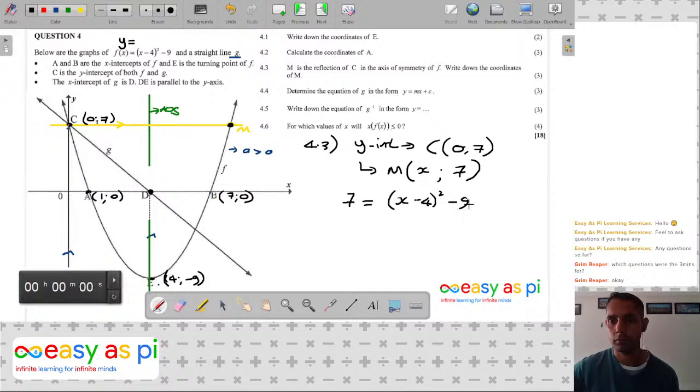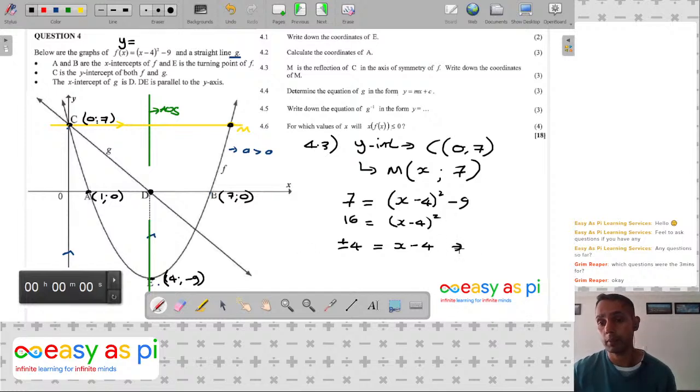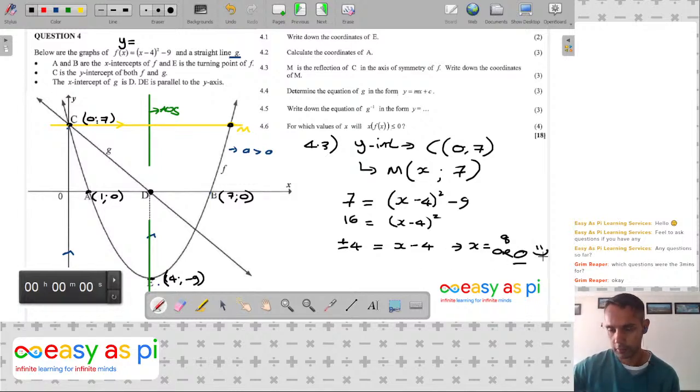And then I'm going to solve for x. I'm going to bring that across. That becomes 7 plus 9, which is 16. That becomes (x - 4) all squared. And then I'm going to take the square root of both sides, so the square root of 16 is going to be plus or minus 4. This is going to be x - 4. And of course, from here, I can do something very similar. So I'm going to take the 4 across. So I then get x = what? Plus 4 is going to be 8. Or minus 4 plus 4 is going to be 0. Now, this tells me I'm on the right track, because I know the x value for this is 0. So that means the x value for this must be 8. Okay, so that's M (8, 7).